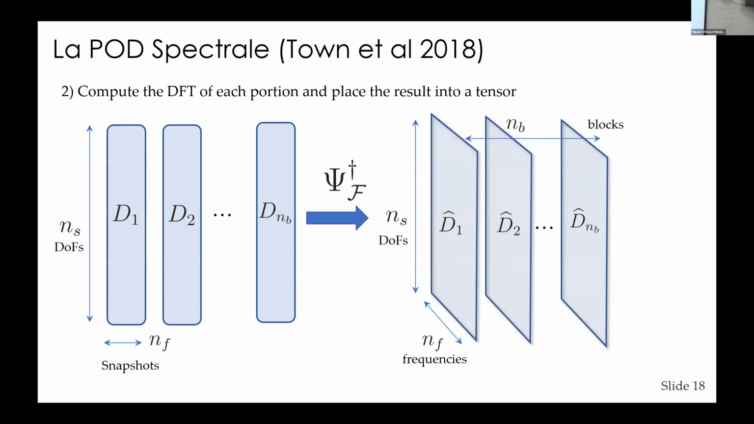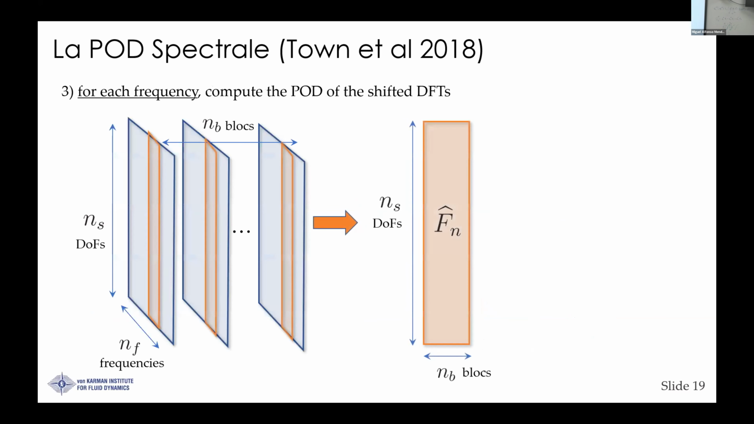What do we do with this? You store them into a sort of tensor, where you have the frequencies, the data, and here the number of blocks. And then you pick one specific frequency, one at a time. And you build a new data matrix, which is coming from all the DFTs in the various blocks, keeping always the same frequency. And what do you do on this? You do the POD.